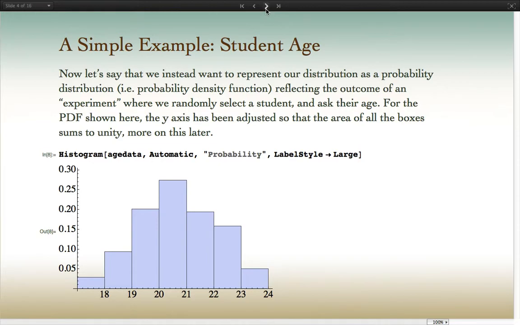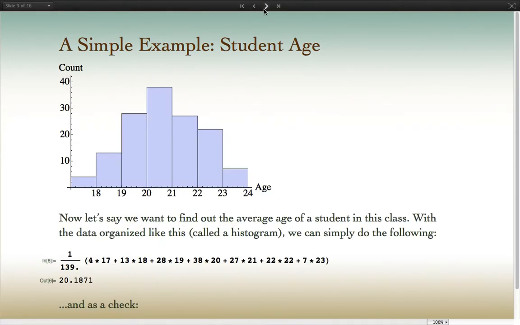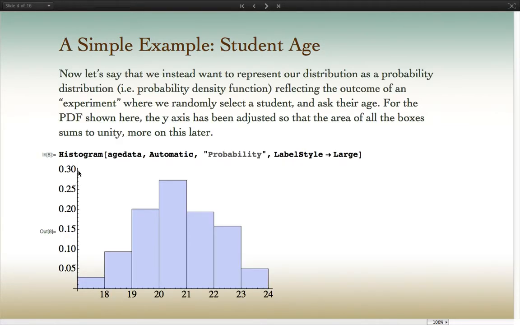I'll use density and distribution kind of interchangeably. So here we have the distribution adjusted so that now what we have is a probability density function. Specifically, we have a discrete probability density function. We have the exact same shape. If you notice, the graph is the same shape. The only thing that had to change is that we have to adjust the y-axis.